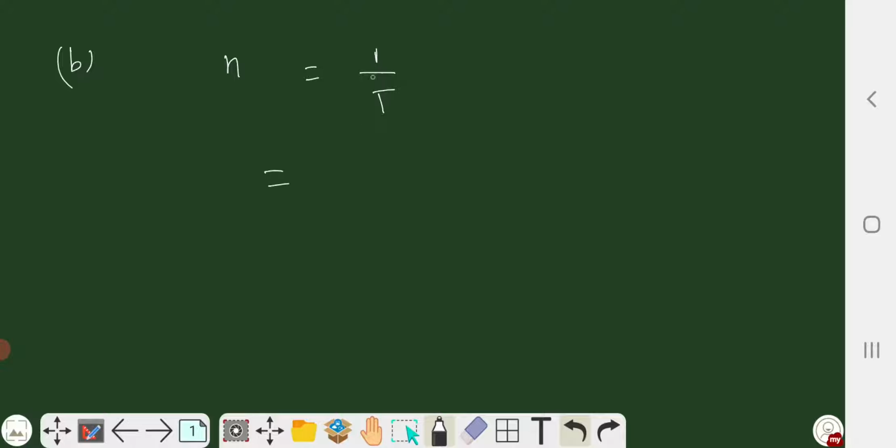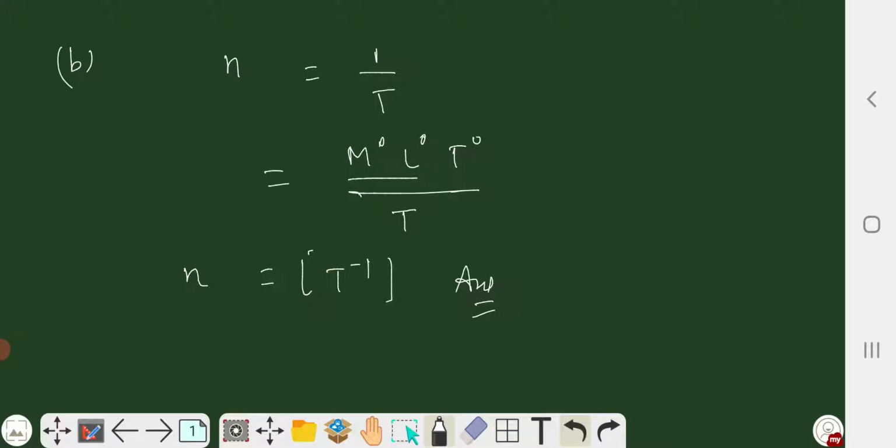As we know, 1 is a dimensionless quantity because it is a constant value, so it has no dimensional formula, but I will write it like this: M^0 L^0 T^0 upon T, where time has the dimensional formula T. After solving, I will get T^-1. So this is the answer for part B, because the whole numerator is nothing, only T to the power 1 goes up and converts into T to the power minus 1.